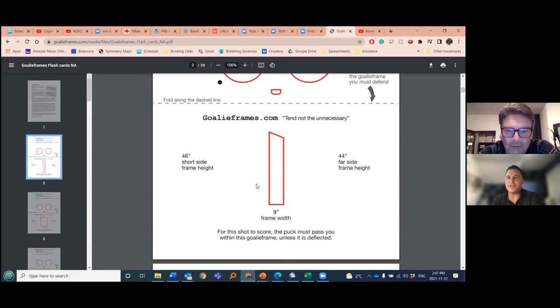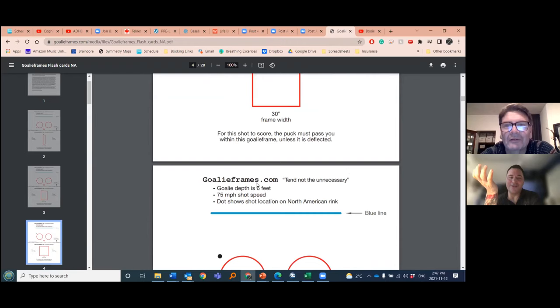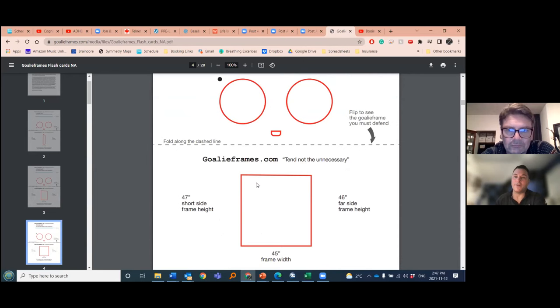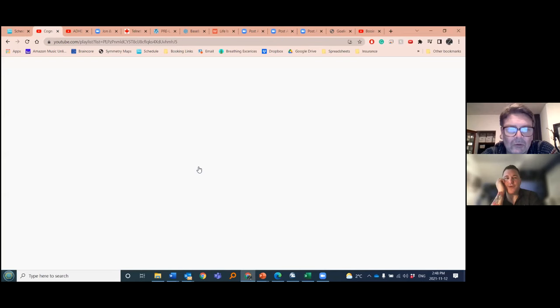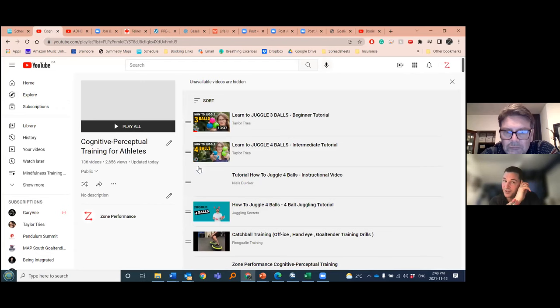So then you start asking yourself, a 9-inch width, Braden, why are you challenging? We're 30. Right. Width. It just goes around and shows you. And then there's one frame that shows all of them at the same time, and it just kind of gives you an overview. It's a great free tool for kids and the athletes to look at, to give them a look at cognitive, your cognitive perceptual training.